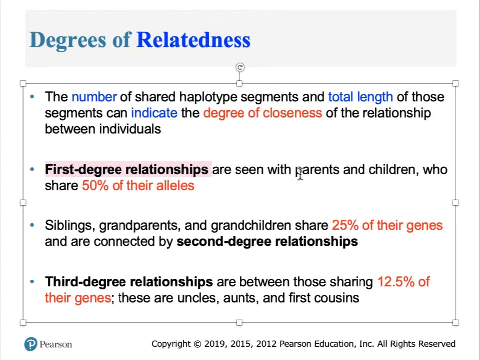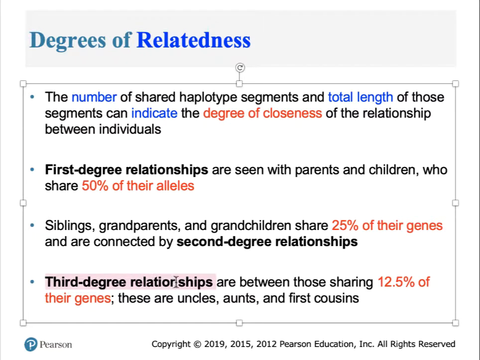So first degree relationships are those where we have parents and children, where they share 50% of their alleles. So if a father and mother have a child, 50% of the father's haplotype will be passed to the child, as well as 50% of the mother's haplotypes. The next order of relationships, known as second-degree relationships, that will be brother and sister, grandparents to the child, and grandchildren of parents. These share 25% of their genes.